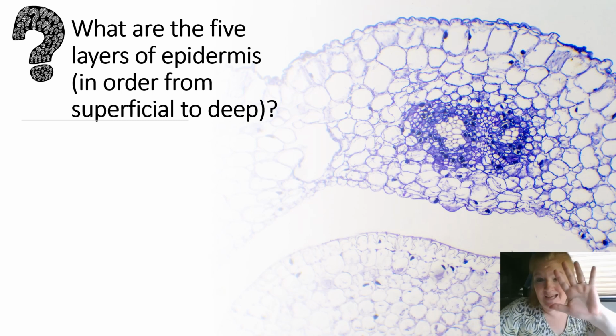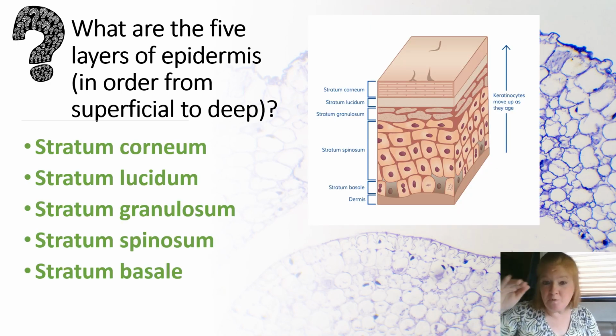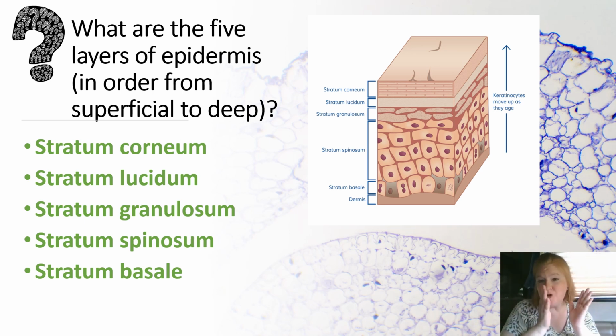Okay, what are the 5 layers of the epidermis in order from superficial to deep? Do you remember them? Should be corneum, lucidum, granulosum, spinosum, basale. Stratum in front of all of them. Stratum corneum, stratum lucidum, stratum granulosum, stratum spinosum, stratum basale.